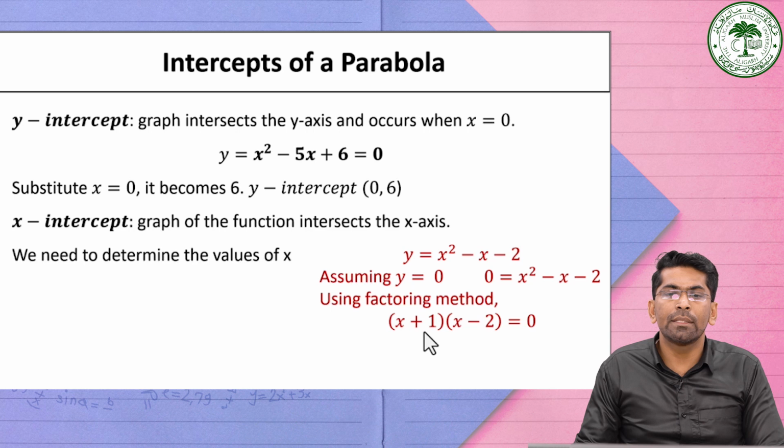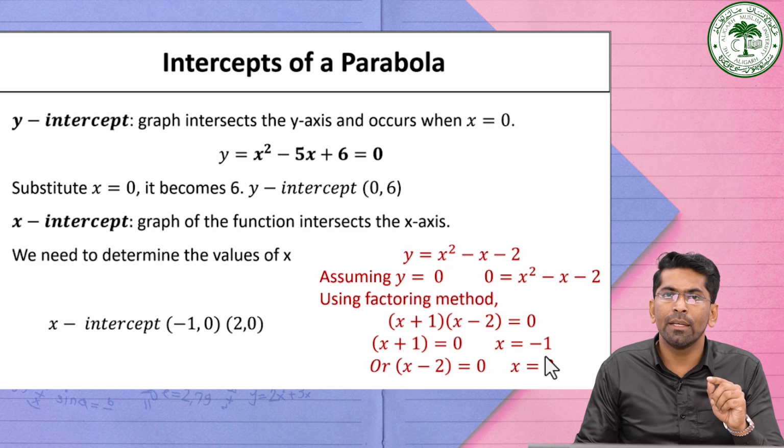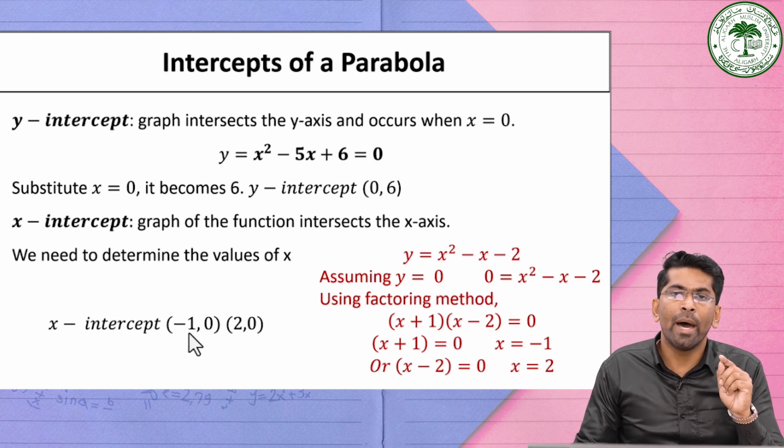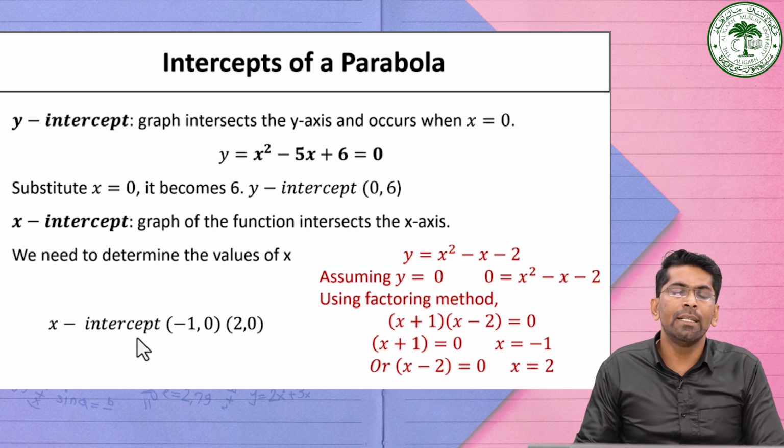Now we can solve (x plus 1) into (x minus 2) equal to 0 separately. So x plus 1 is equal to 0, therefore x is equal to minus 1. Similarly, x minus 2 is equal to 0, where x is equal to 2. So these x values are the x-intercept terms. It is touching the x-axis at 2 points, that is minus 1 when y is equal to 0, and another point 2 when y is equal to 0. Therefore the x-intercept terms are (minus 1, 0) and (2, 0).